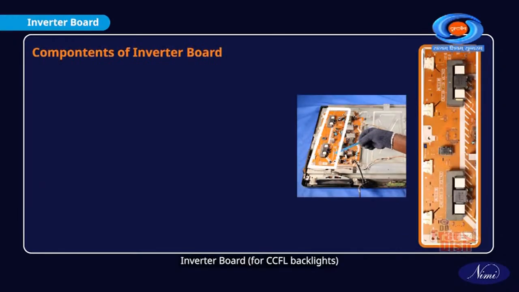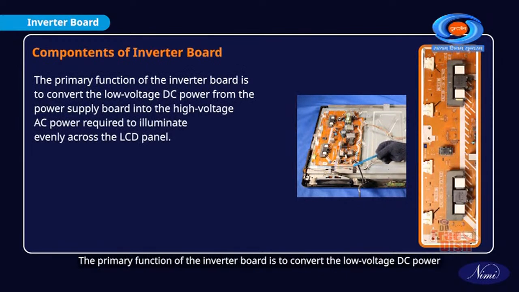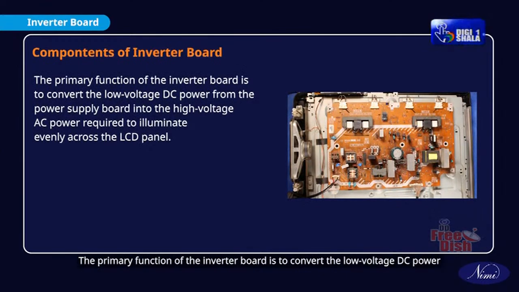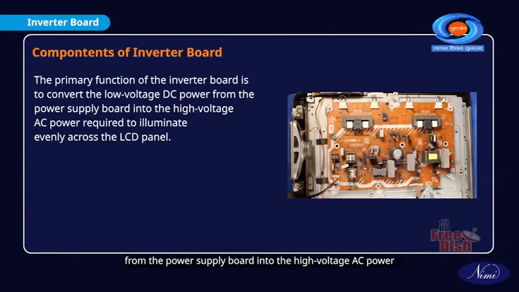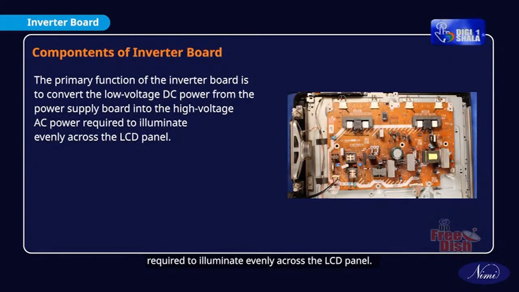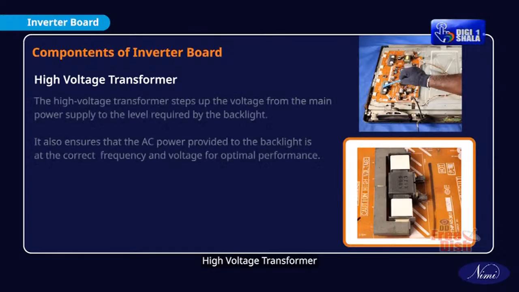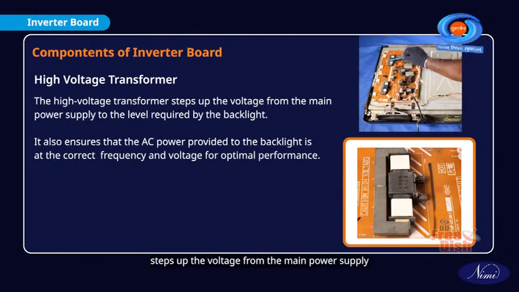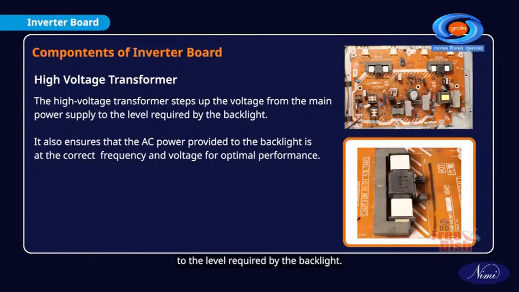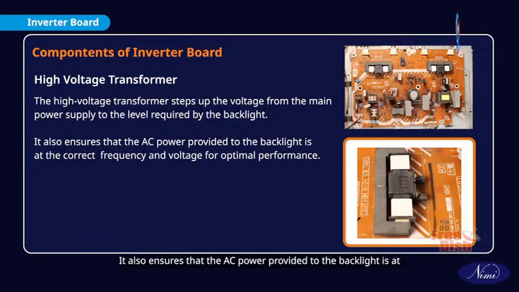Inverter board for CCFL backlights. The primary function of the inverter board is to convert the low voltage DC power from the power supply board into the high voltage AC power required to illuminate evenly across the LCD panel. The high voltage transformer steps up the voltage from the main power supply to the level required by the backlight. It also ensures that the AC power provided to the backlight is at the correct frequency and voltage for optimal performance.